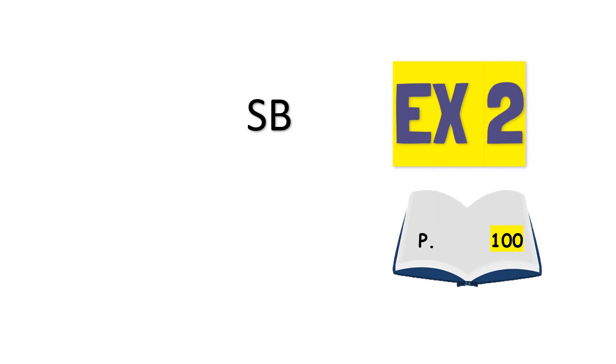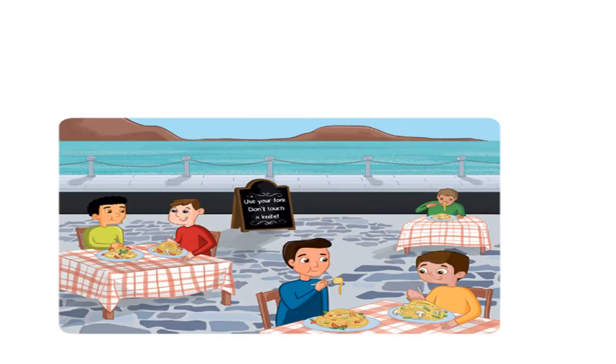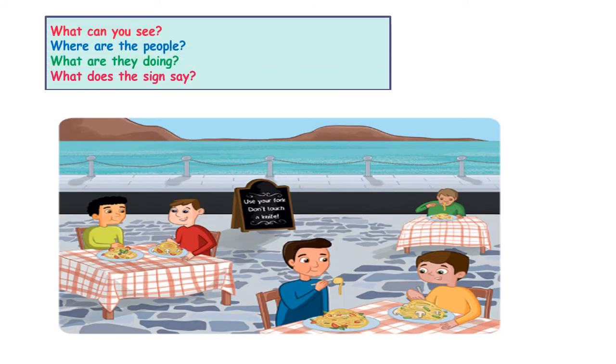Let's go back to our student book activity 2, page 100. Now, look at the picture. What can you see? Of course, some people eating spaghetti. Where are the people? They are on an island. What are they doing? They are eating spaghetti. What does the sign say? Use your fork, don't touch a knife.